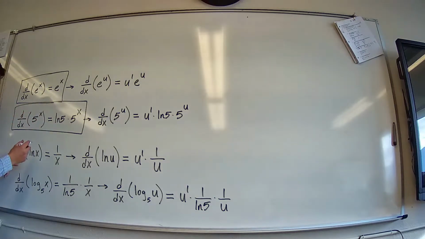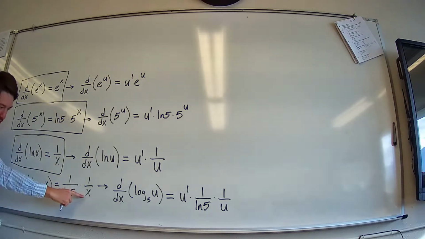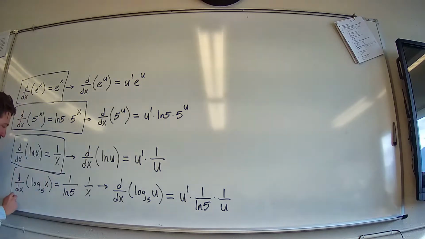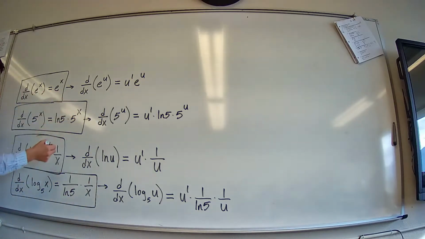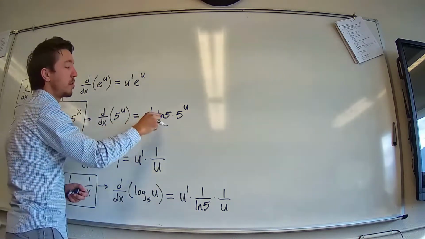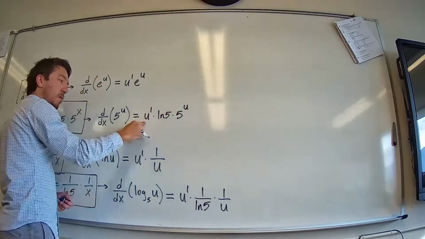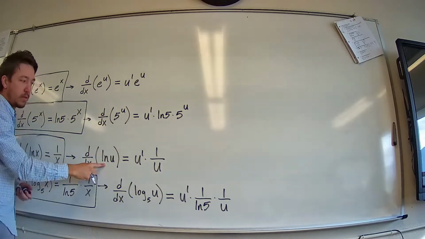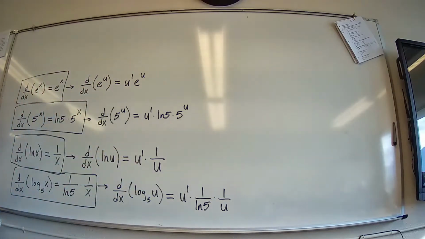And then here, natural log of x, the derivative of that is 1 over x. And how about log base 5 of x? Well, it's the same thing, 1 over x, just with this extra little constant multiplied, the reciprocal of the natural log of your base. And for each one of these, there's a chain rule version. If 5 to the x turns into natural log of 5 times 5 to the x, then 5 to the u turns into natural log of 5 times 5 to the u with u prime tacked on. Same thing. If log of x is 1 over x, then log of u turns into 1 over u with u prime tacked on, and there you go.